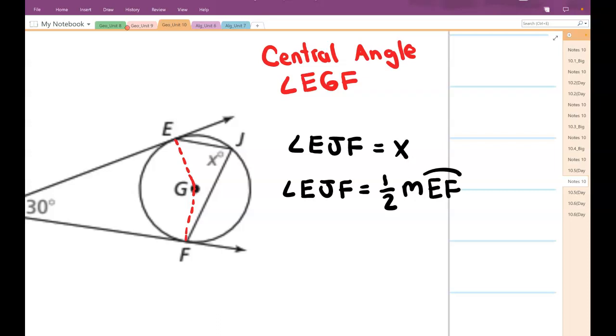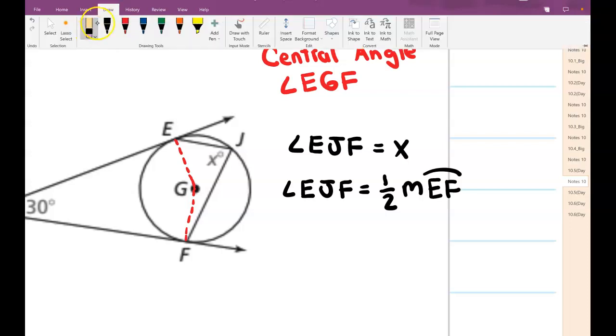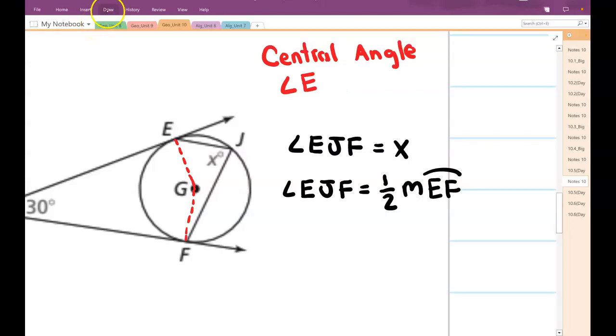And we know that angle EGF is just equal to the measure of the arc that it intercepts. Since it's a central angle, we don't have to do the whole 1/2 piece. So angle EGF, that looks like a 6, so let me change it. EGF is equal to the measure of arc EF.